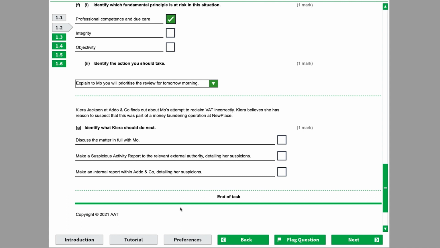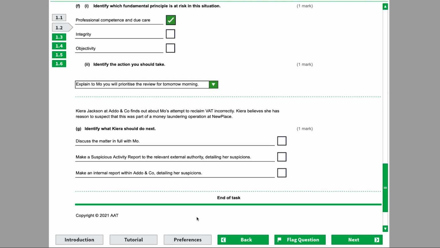Right then, the last one on task 2. Kira Jackson at ADSY & Co. finds out about Mo's attempt to reclaim VAT incorrectly. Kira believes she has reason to suspect that this was part of a money laundering operation at New Place. Part G then. Identify what Kira should do next. And we have 3 different options. We have discuss the matter in full with Mo, make a suspicious activity report to the relevant external authority detailing her suspicions, or make an internal report within ADSY & Co detailing her suspicions.